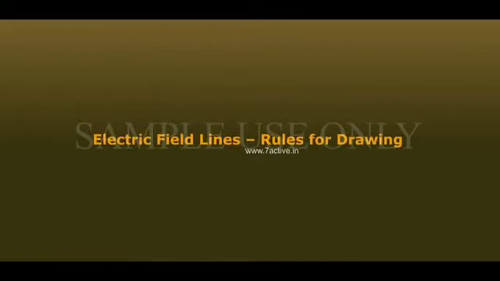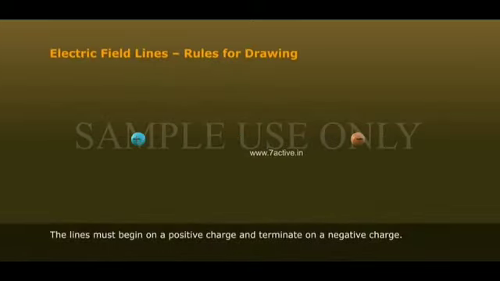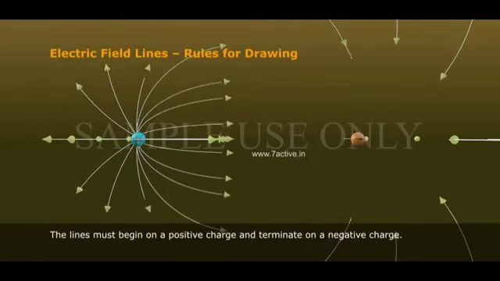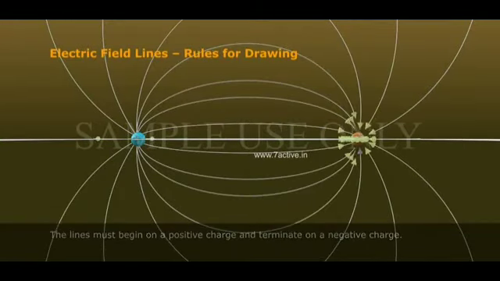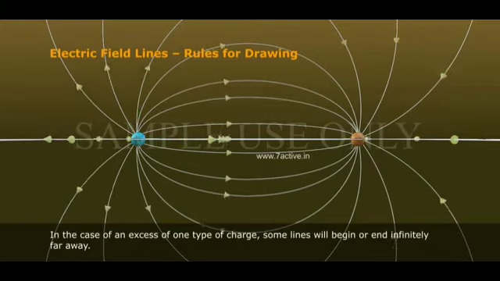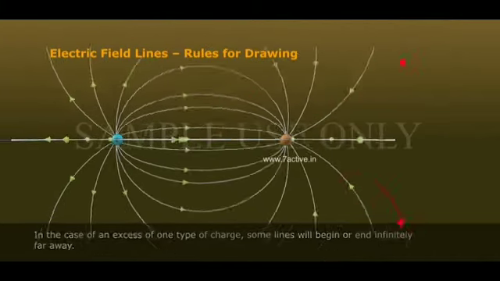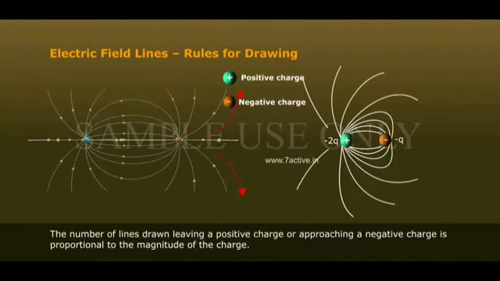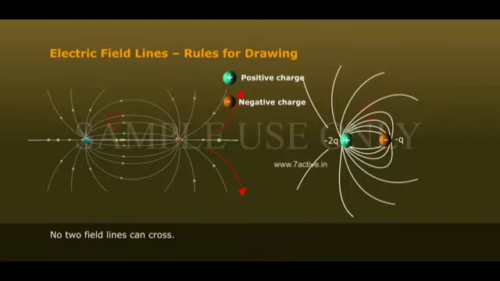Electric field lines. Rules for drawing. The lines must begin on a positive charge and terminate on a negative charge. In the case of an excess of one type of charge, some lines will begin or end infinitely far away. The number of lines drawn leaving a positive charge or approaching a negative charge is proportional to the magnitude of the charge. No two field lines can cross.